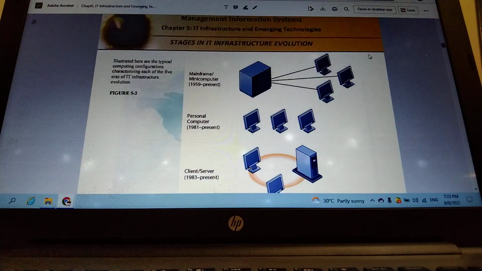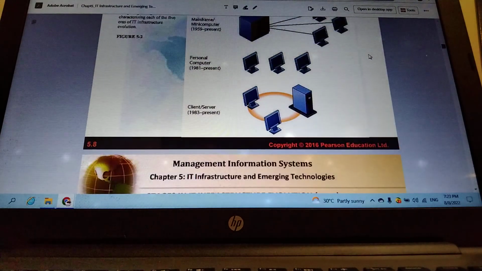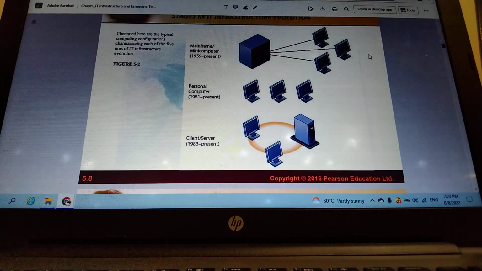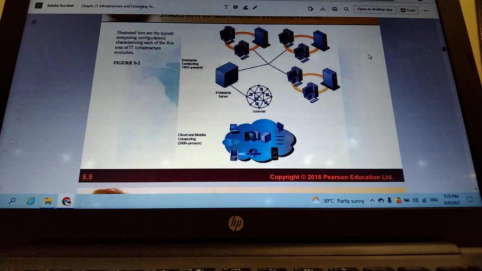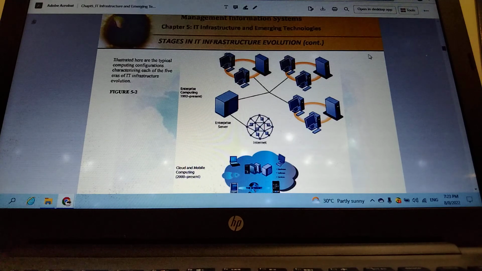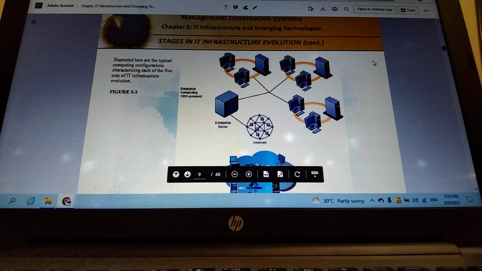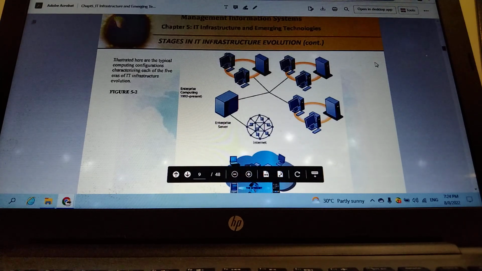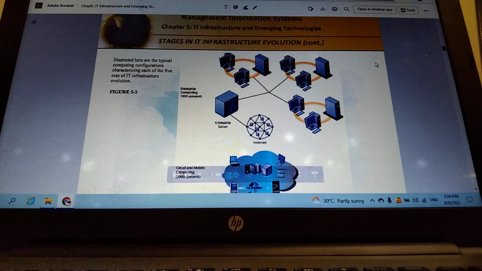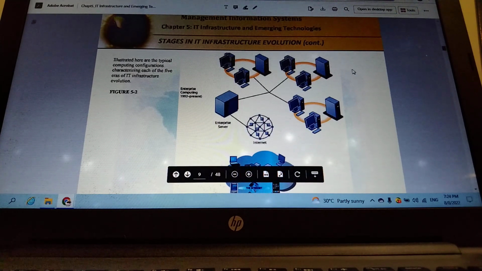Just to give you some ideas, these are the stages in IT infrastructure evolution, from mainframe and minicomputers into PCs and into client server that we have today. So that's how the changes took place over many years until what we have today, what we call a network, or international network, connected either throughout the whole country or throughout the whole globe, or on a regional basis. It again depends.